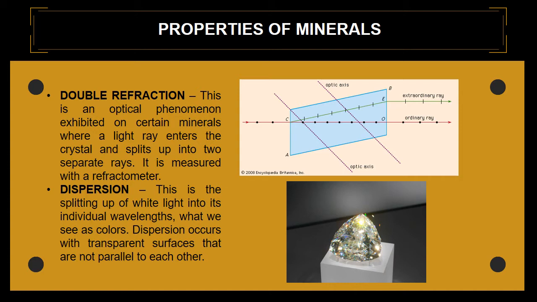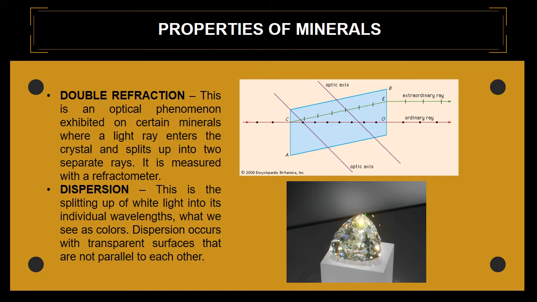So, next we have dispersion. This is the splitting up of white light into its individual wavelengths, what we see as colors. Dispersion occurs when transparent surfaces are not parallel to each other. So, ito naman. Bakit nagkakaroon ng dispersion? Kasi nga, that are not parallel to each other. So, parang mirrors to na magkadikit-dikit.